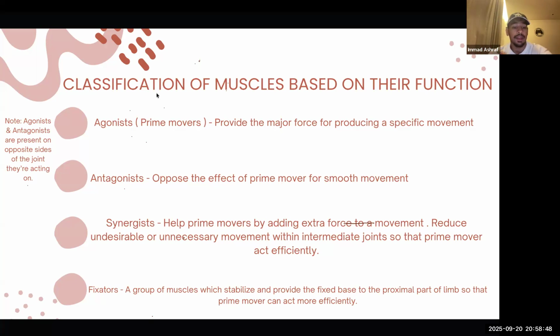Then you have a fixator. Fixators are a group of muscles which stabilize and provide a fixed base to the proximal part of the limb so the prime movers can act more efficiently. Basically, the fixators make the movement more stable. The antagonists make it smoother, the synergists make it more efficient, and the fixators stabilize the movement. Another thing you need to remember is that agonists and antagonists are present on opposite sides of the joint. For example, the biceps and the triceps are antagonists. The biceps are present anteriorly, the triceps are present posteriorly. So they're on opposite sides of the joint, and this is true for every agonist and antagonist pair.